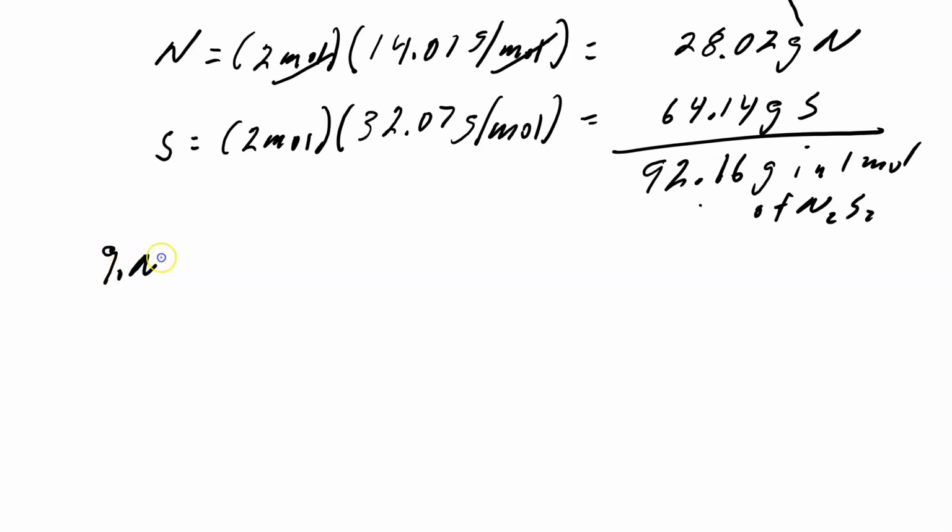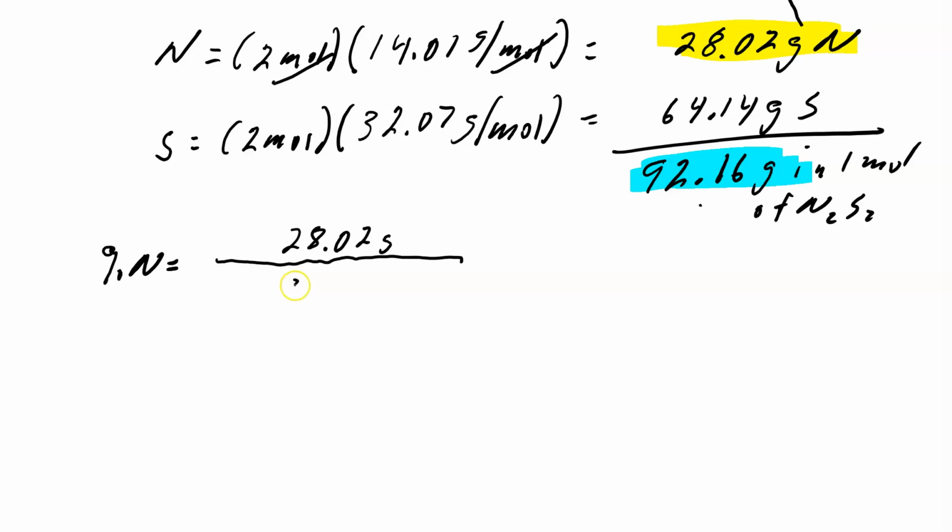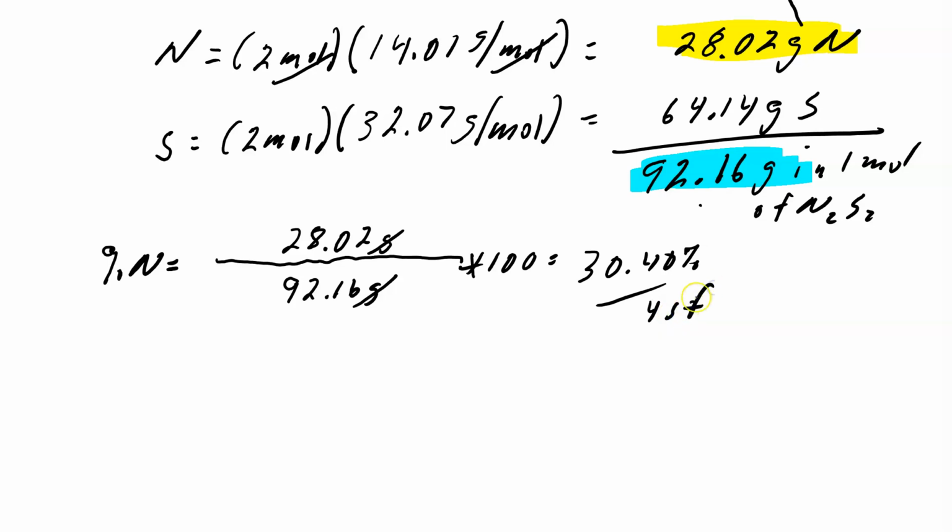So percent nitrogen is going to be simply equal to the mass of nitrogen in 1 mole of the compound, which is what we just calculated right here. So that goes upstairs, 28.02 grams. Downstairs, let's use blue to highlight. That's going to be in our denominator, the mass in 1 mole of the compound. So we have 92.16 grams. We want percent, we're going to multiply by 100. Grams cancel. And now when we do the math on that, we get 30.40%. And we have 4 significant figures in that calculation.